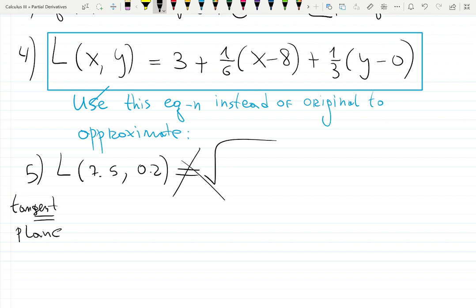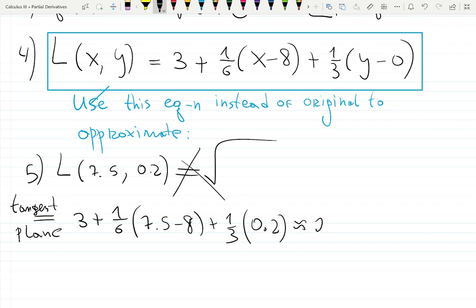So 3... why did 3 disappear? Doesn't make sense. But okay, oh, it's already simplified. It's going to be 3 plus 1/6 times 7.5 minus 8, plus 1/3 times y, which is 0.2, which is approximately 2.9833. And we say this number is approximately the number we would get if we plug it into the original one.